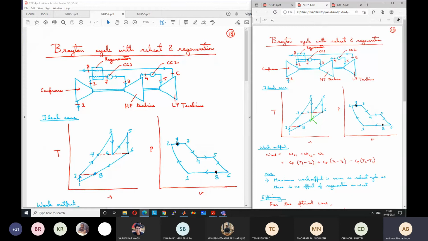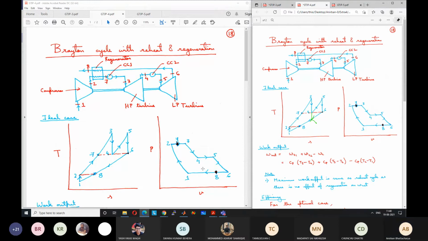3 to 4 is the isentropic expansion in the first turbine. 4 to 5 is the constant pressure heat addition in the second combustion chamber. 5 to 6 is the isentropic expansion in the low pressure turbine. 6 to 8 is the heat rejection from the exhaust gas in the regenerator. And 8 to 1 is the heat rejection to close the cycle.